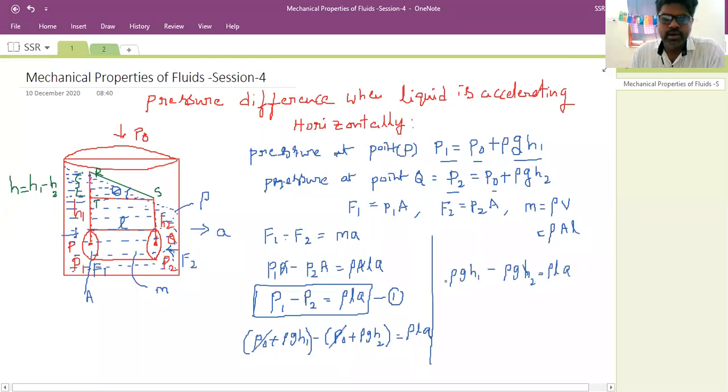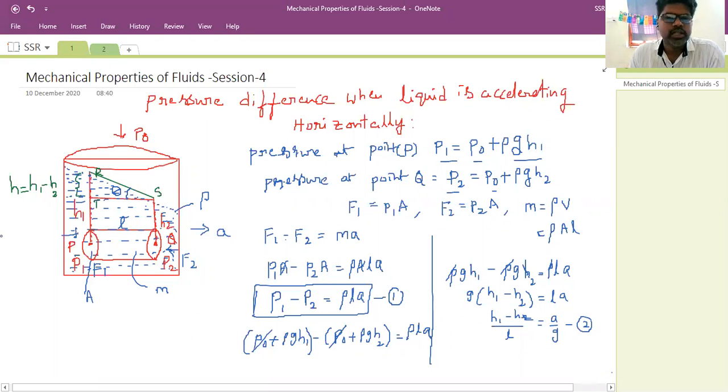Here rho is common on both sides, so rho cancels. Then g into H1 minus H2 is equal to L into a. From this you can write H1 minus H2 by L is equal to a by g. This is equation number 2. H1 minus H2 by L is equal to a by g.